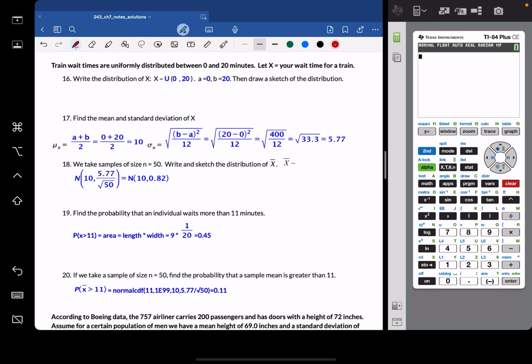This next example shows us that we could start with a uniform distribution. Train wait times is one of my favorite examples for a uniform distribution. You might wait 0 minutes, you might wait 5 minutes or 20 minutes if the trains come at constant intervals.